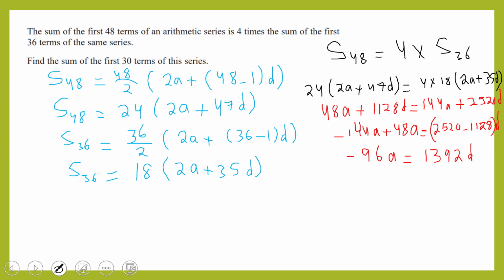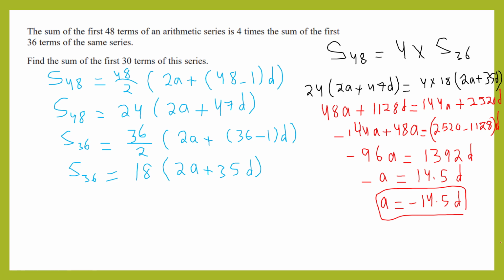So we'll divide by 96, sorry. So negative a equals 14.5d, so a is negative 14.5d. Now we have a relationship between them. We cannot find the value of a or b because no terms are given, but we can use this as a relationship between both of them.